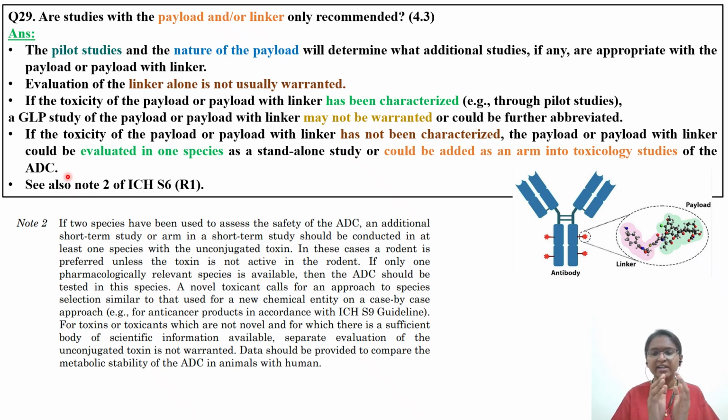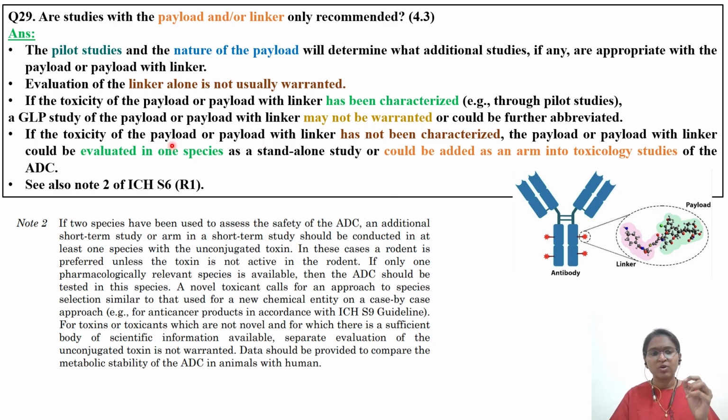So for the complete ADC, like antibody, linker and payload together, you will be doing one toxicology study, whether 28-day, 3-month or 6-month, in the relevant species. In that only you can add an additional arm, and that additional arm should contain this payload or payload plus linker, where you can characterize the toxicology of this payload or payload plus linker, if there is any toxicology associated with this group.